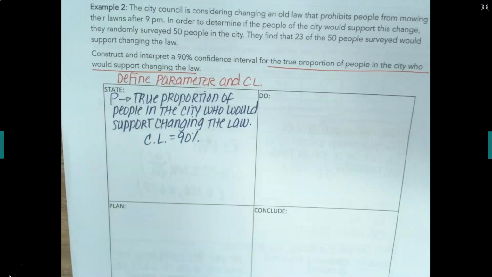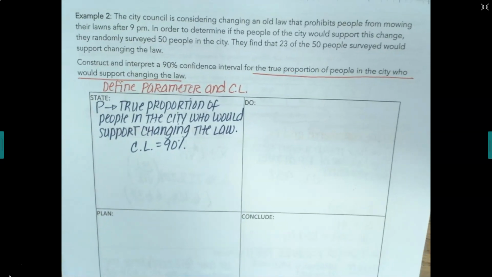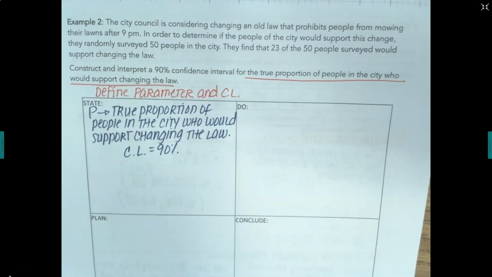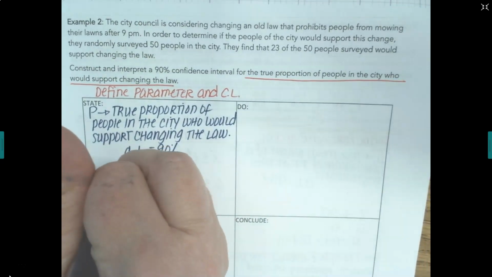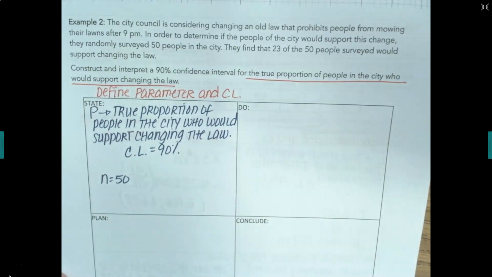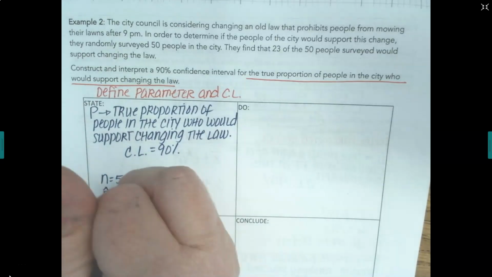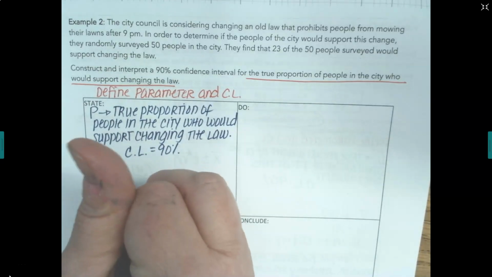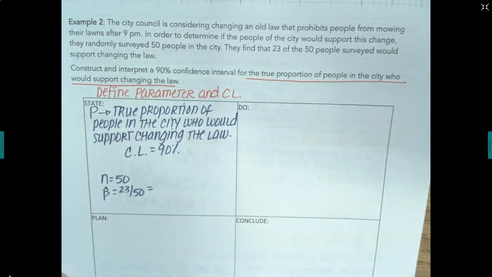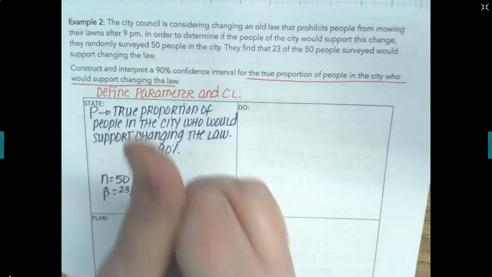All right, so we just copied how the question defined the parameter for us and then put our confidence level in here. The other thing I like to put in here is my statistics and other information. That way I know I have it for later in the problem. So when I'm reading through here, they took a sample of 50, so I know my n is 50. And they had 23 out of the 50. So that's my sample statistic. So that's going to be p hat equals 23 divided by 50, which gives me a sample proportion of 0.46.